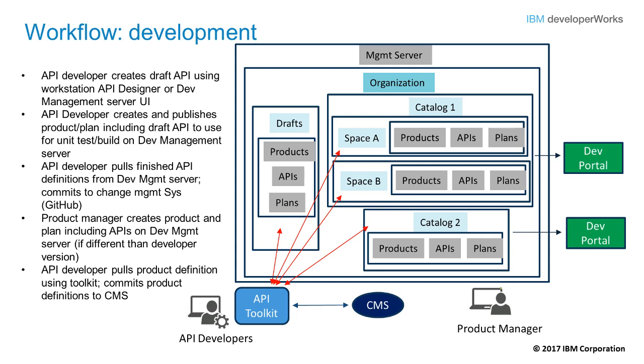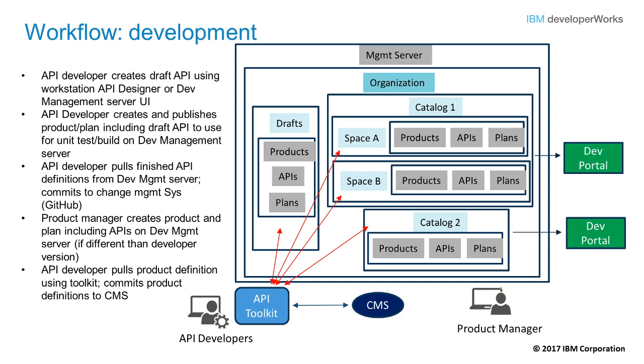Now we'll take a look at the workflow in greater detail. At the beginning is development. This is where the API developers use the API toolkit running on their local workstation to create the APIs and potentially some products that contain those APIs. Those draft APIs and products are typically then published to a development server, which may or may not have spaces inside the catalogs. This is running on a management server inside an organization that is specifically designed for the development organization.